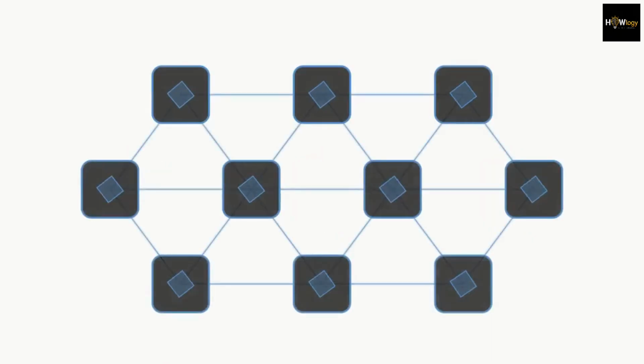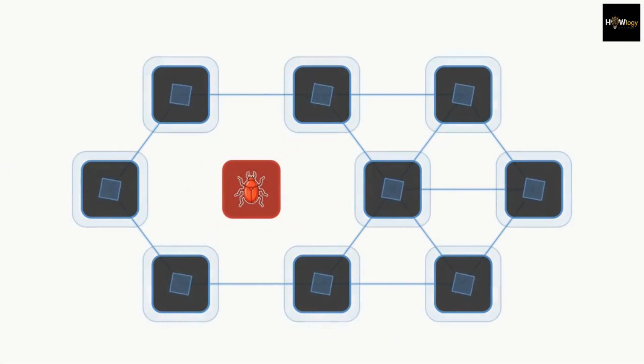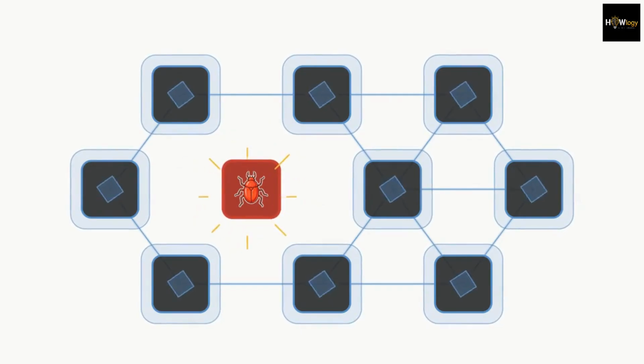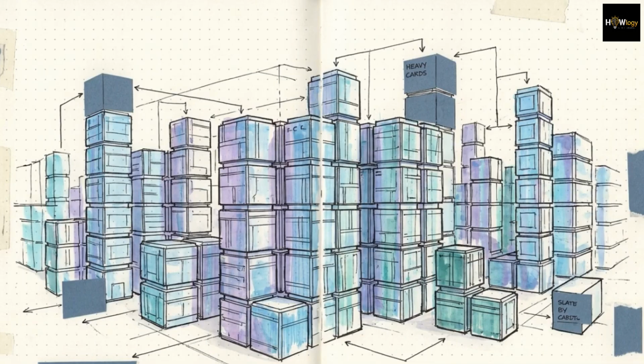By isolating code into these self-contained units, developers ensure that a change or a bug in one specific part of the system doesn't automatically cascade through the entire program. This modularity provides the structural integrity required to build and maintain large-scale applications.